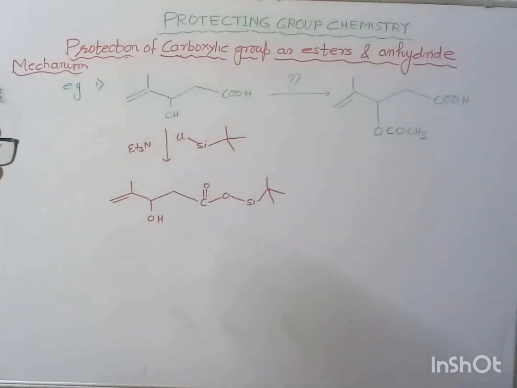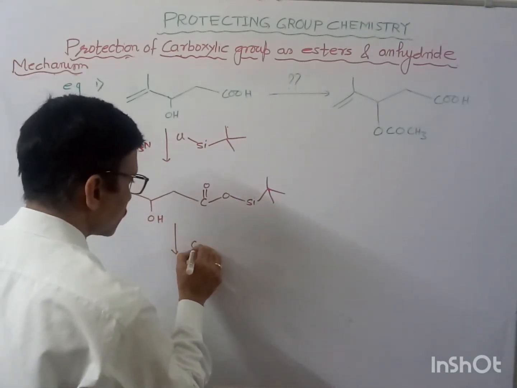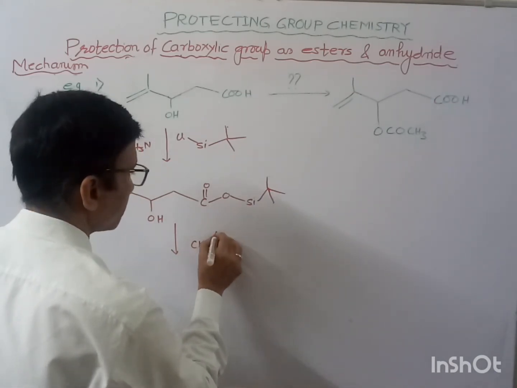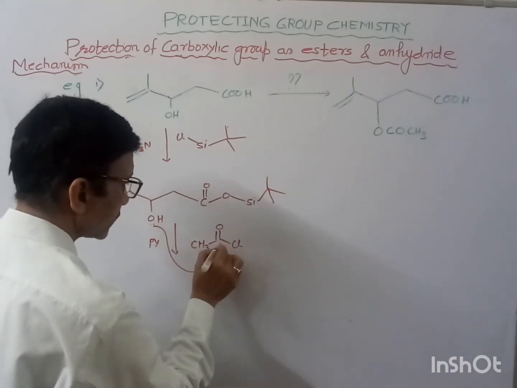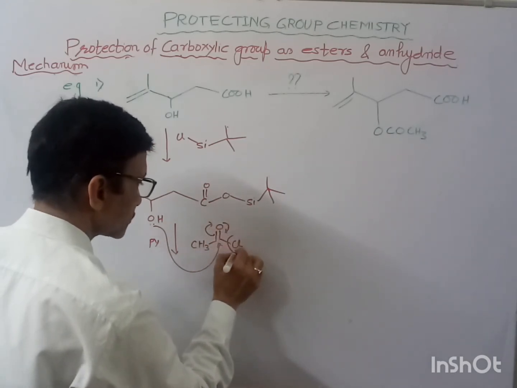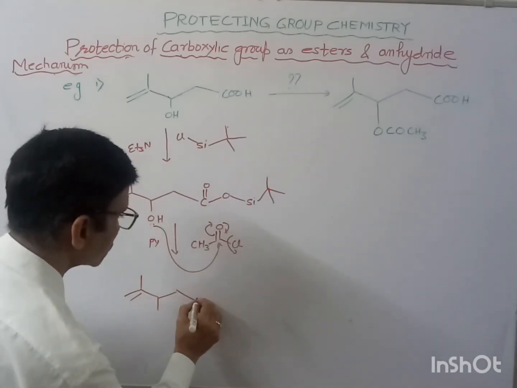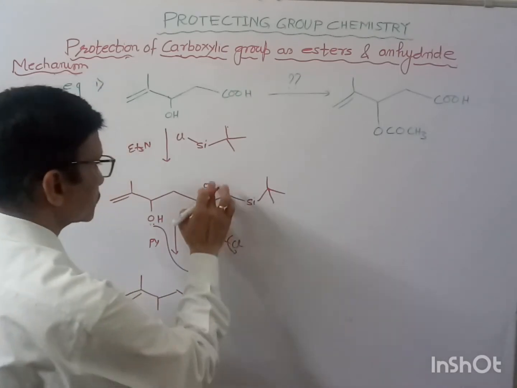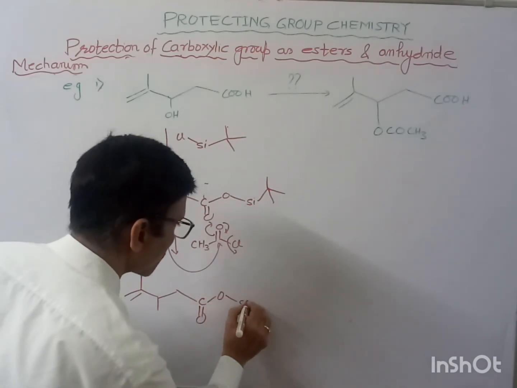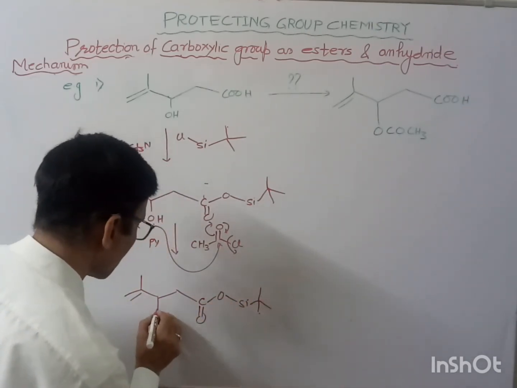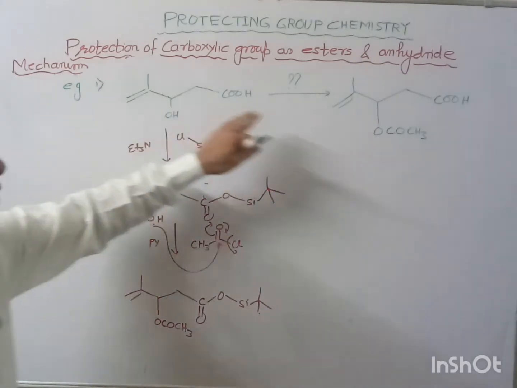Okay, so this is protected, and the next step we can do is acetylation. Suppose we have acyl chloride, so this will now get acetylated, and what we will get is OCOCH3. So we have converted this OH into this group.